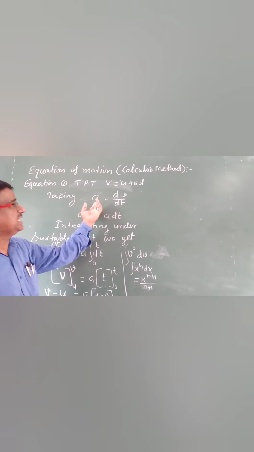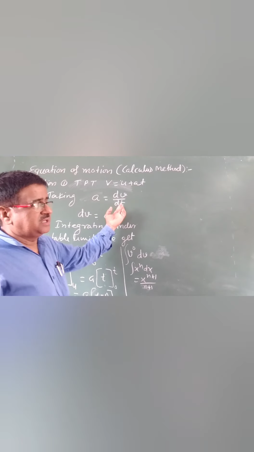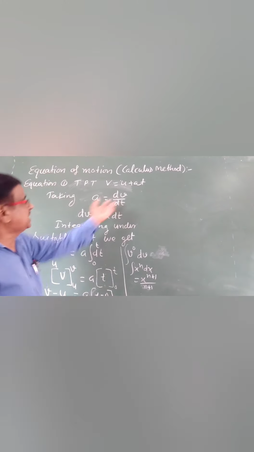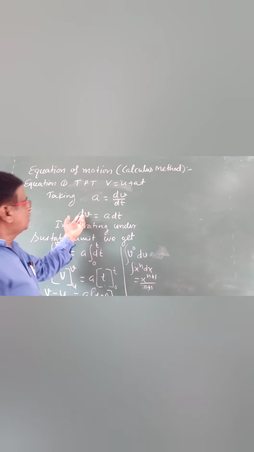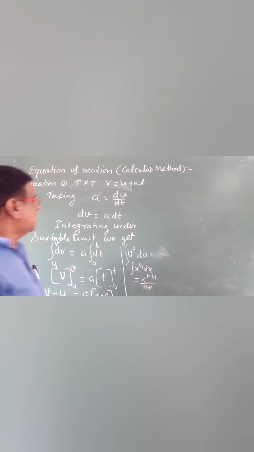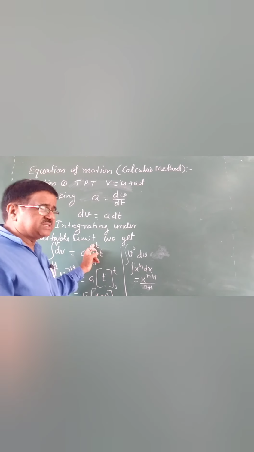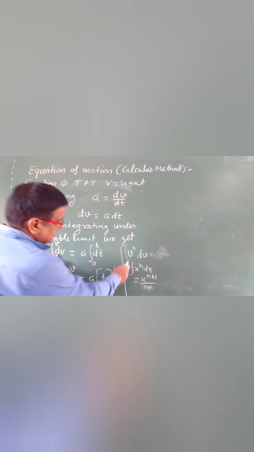So to prove this equation, we will take A is equal to dv by dt. This is in calculus, acceleration is written as dv by dt. So by transposing, we will get dv is equal to A dt, and then we will integrate it under the suitable limit. This is the lower limit, this is the upper limit. For time, the lower limit is 0 and the upper limit is t. For velocity it is initial velocity u, and this is final velocity v. So this equation may be written like this.